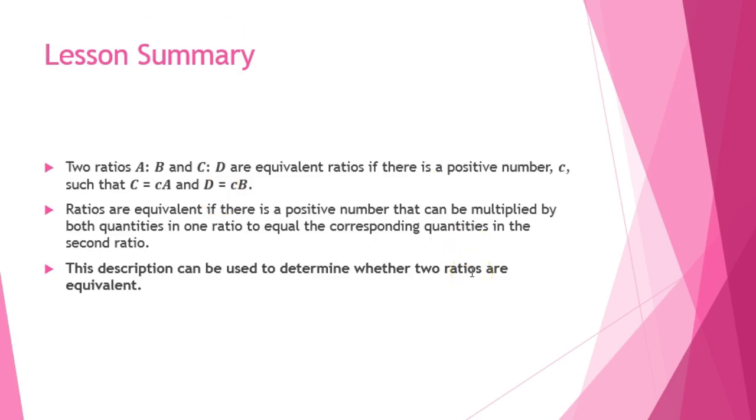Lesson summary. Two ratios, A to B and C to D, are equivalent ratios if there is a positive number c such that C equals c times A and D equals c times B. Ratios are equivalent if there's a positive number that can be multiplied by both quantities in one ratio to equal the corresponding quantities in the second ratio. This description can be used to determine whether two ratios are equivalent.